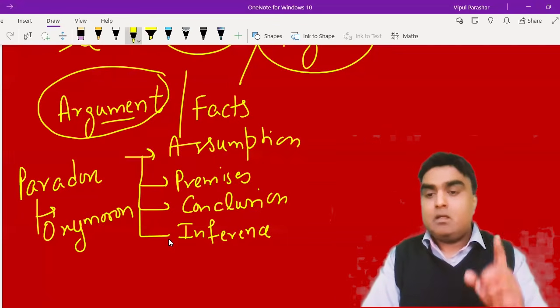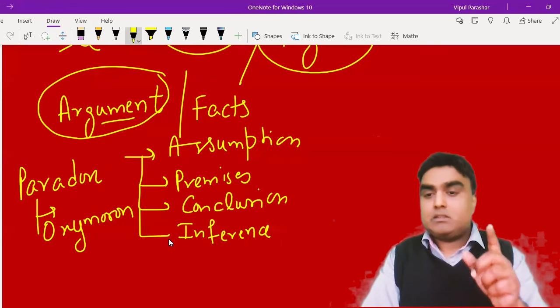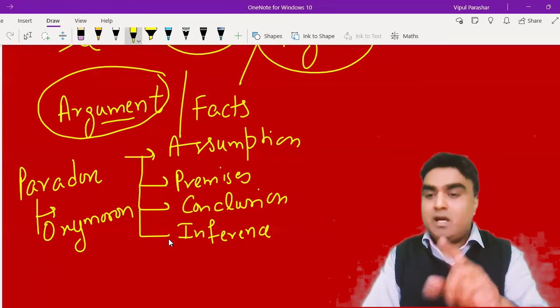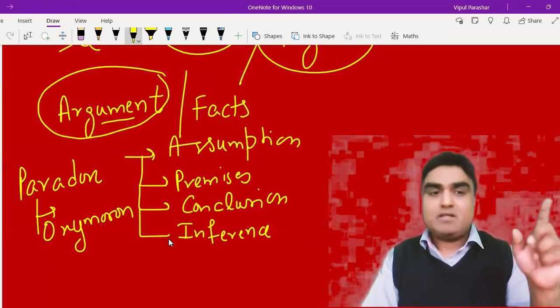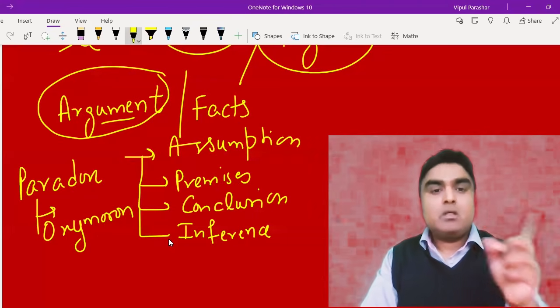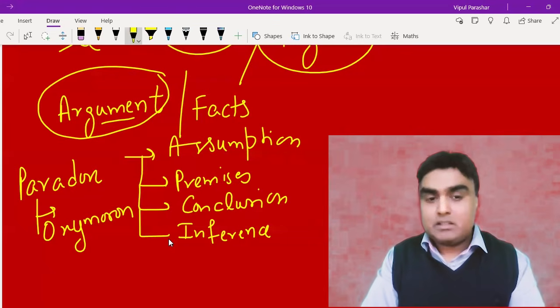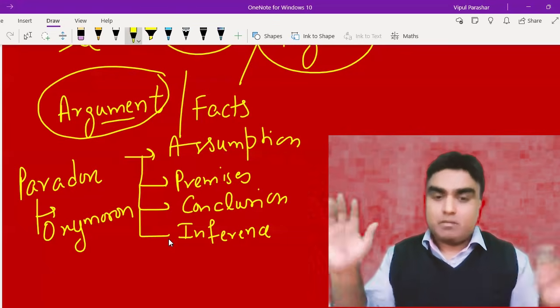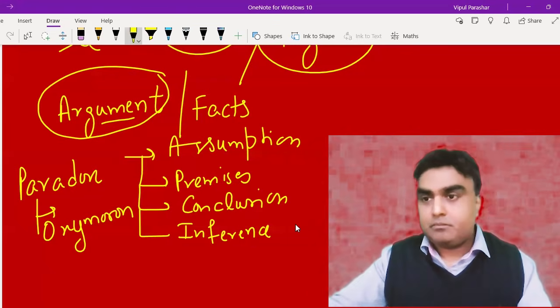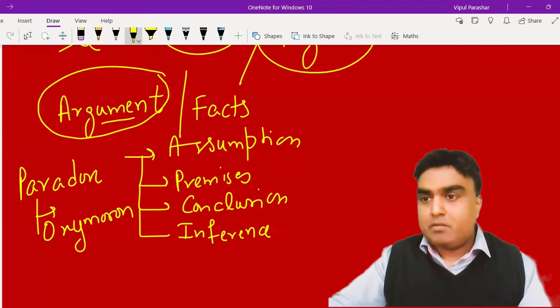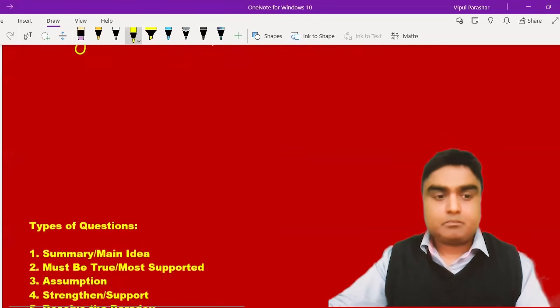Yes, she is right. The assumption is he doesn't deserve help, or any person who is not working or who is not doing any studies shouldn't be helped. So that's the assumption. I think everyone is now ready with the understanding of what exactly we are talking about here.